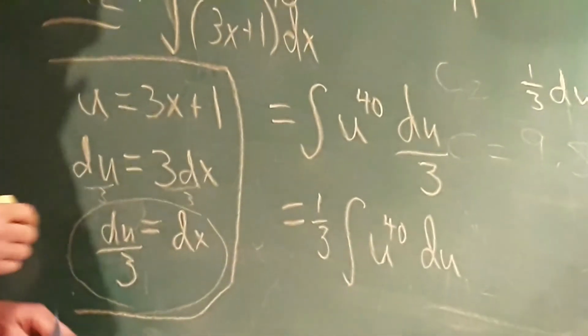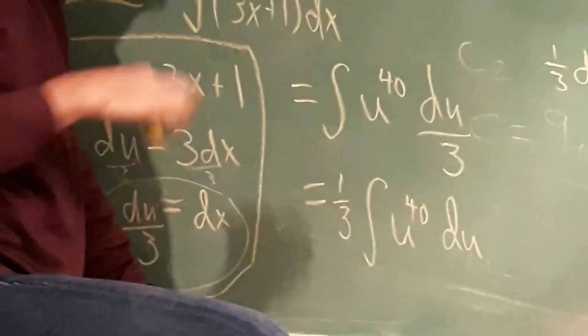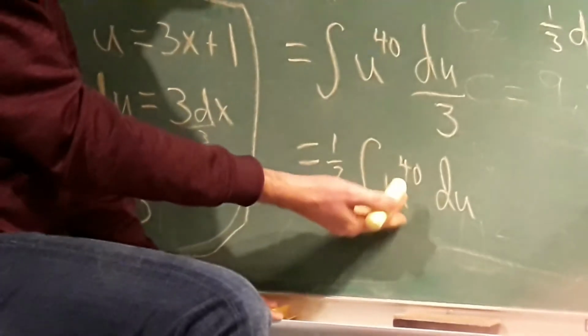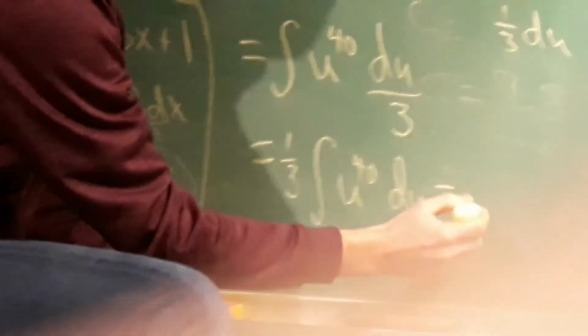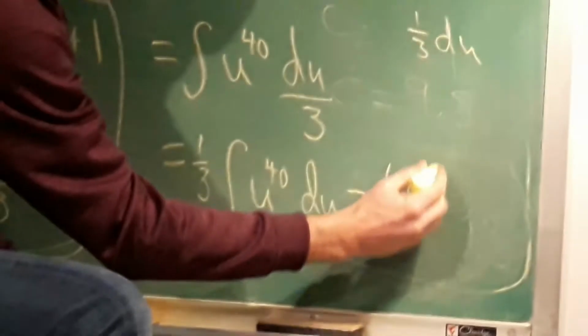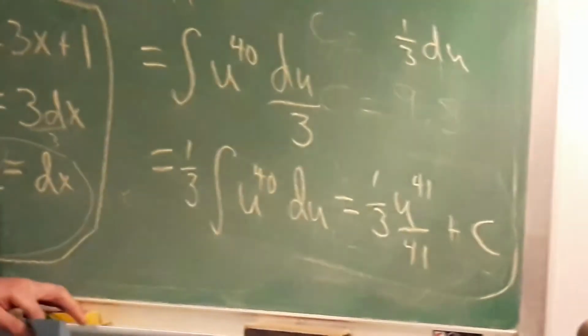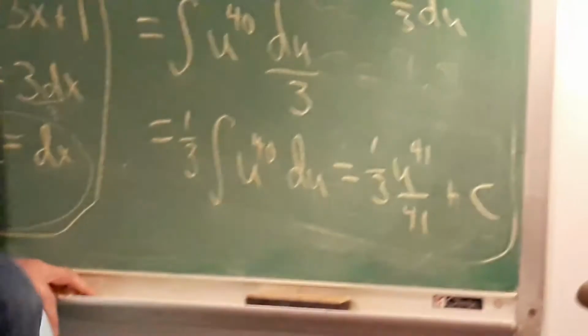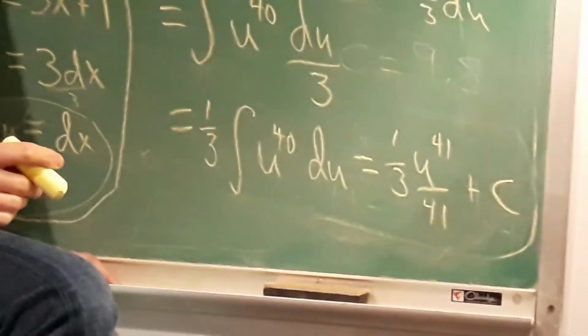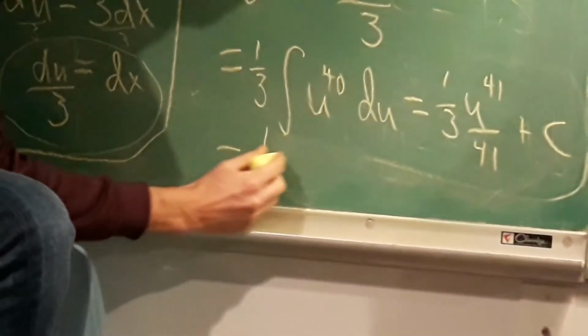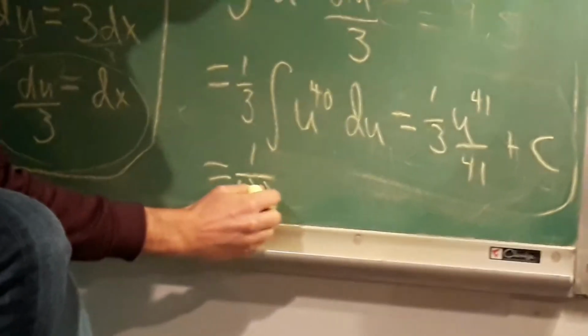Then we have to find that antiderivative. This is the same one we just did. So the antiderivative is going to be 1/3, and then u to the 41 over 41 plus a constant. If I multiply 3 by 41, that's 123. So this is going to be 1 over 123.